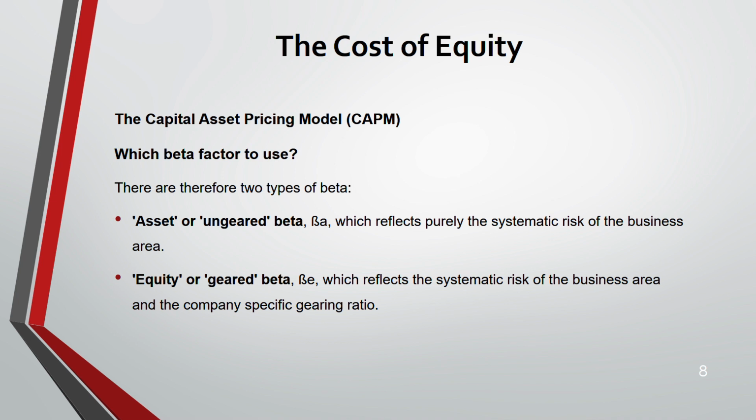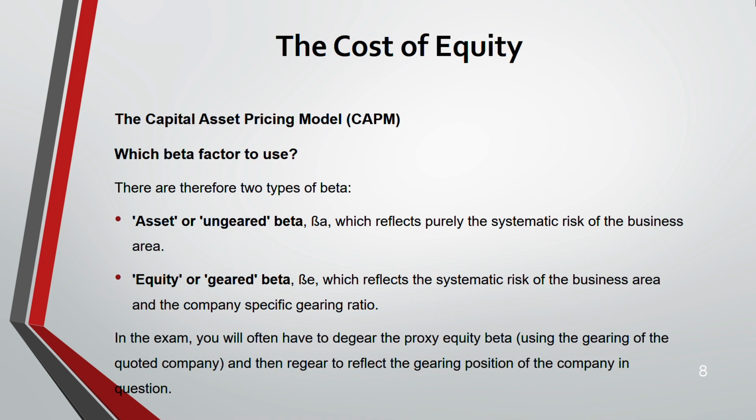Now let us do a question to completely finalize, finish off the capital asset pricing model: how to calculate equity beta based on CAPM, before we go to the next model. One more thing I forgot to tell you before I go to the next question is that in the exam you will often have to de-gear the proxy equity beta. What is the meaning of de-gear? One is known as re-gear, one is de-gear.